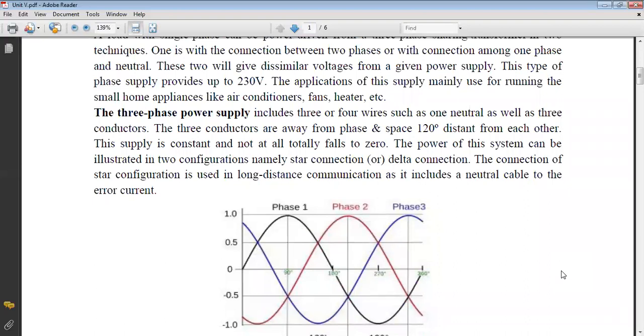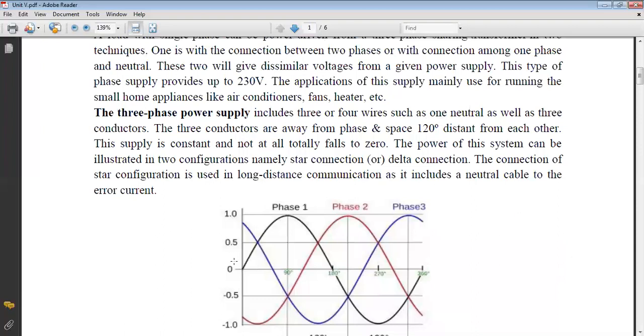The three-phase power supply includes three or four wires, such as one neutral as well as three conductors. When we have three wires, it means all three wires are the main line. But when we have four wires, it is one neutral and three main supply conductors. The three conductors are away from each other in phase by 120 degrees. This 120 degree has a very important significance.